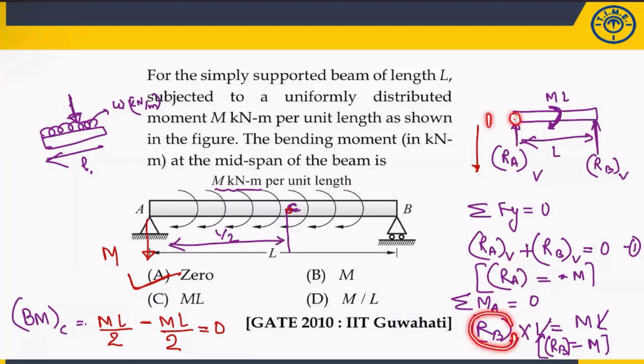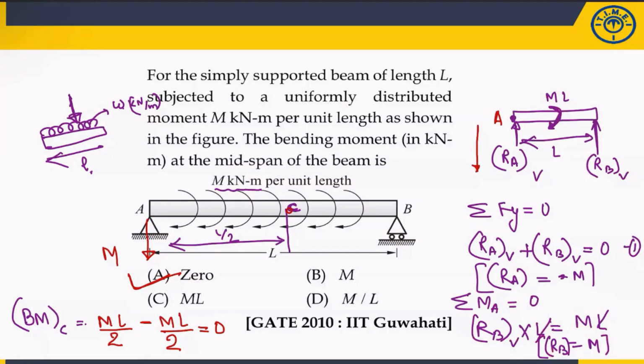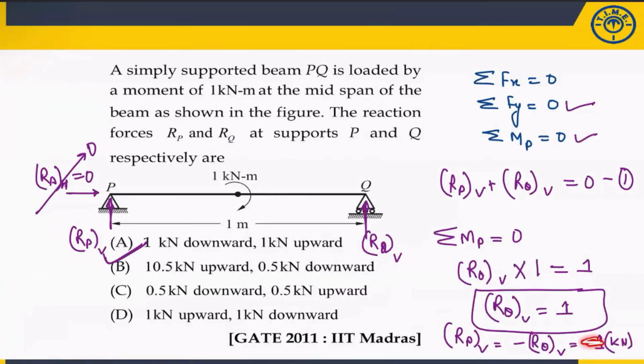Take the moment about A point is 0. What are the forces which are creating a moment? RBV into L anti-clockwise, m into L clockwise. So RB value you got as M. Once the RB value is M, RA value is minus of RB, which is nothing but minus M. What is this minus sign indicating? Downward. If you are getting a minus, the reaction is acting downward.